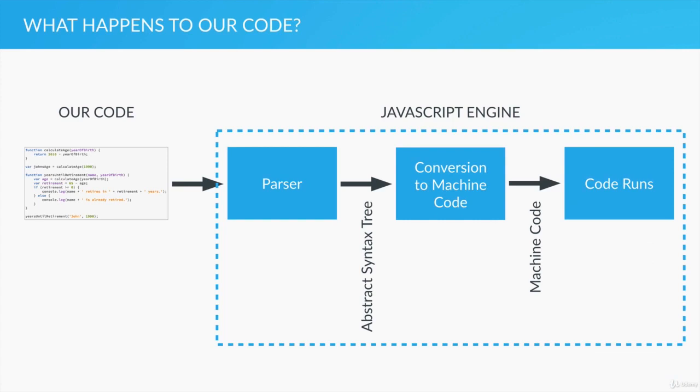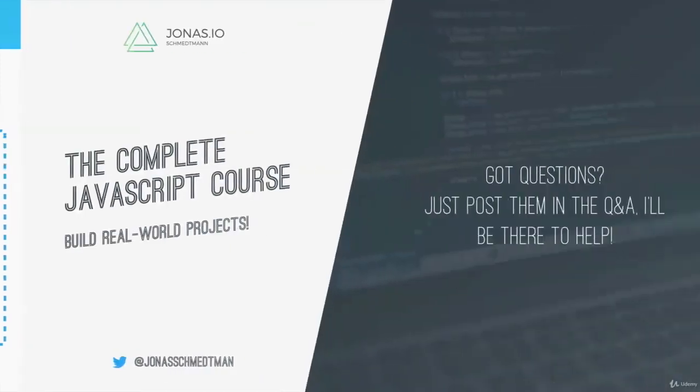So it's not really important that you memorize all of this. I just want you to get the basic idea of what actually happens once we choose to run our code. And there's actually way more going on behind the scenes, and different engines do things in a slightly different way. But this is absolutely enough for us to understand at this point. So let's now move on to the next lecture.